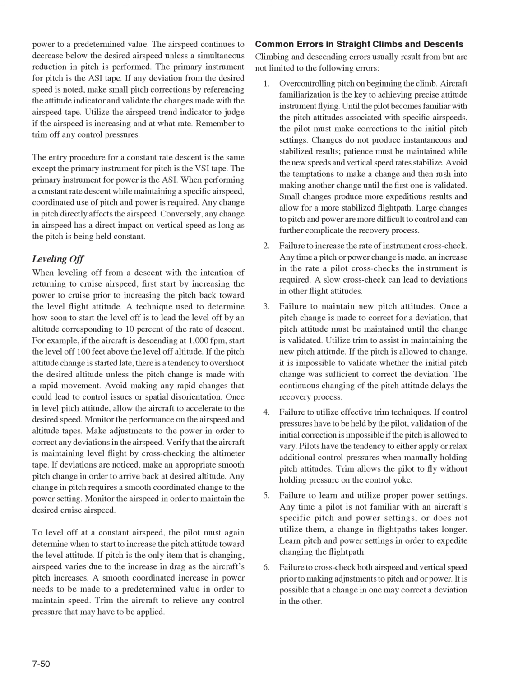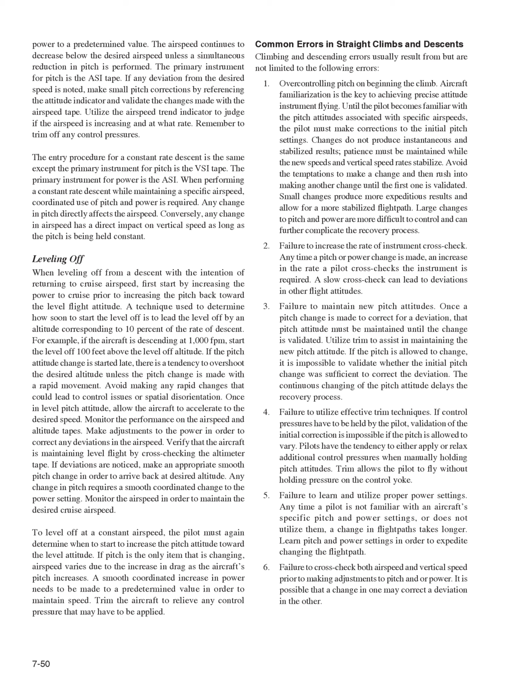When performing a constant rate descent while maintaining a specific airspeed, coordinated use of pitch and power is required. Any change in pitch directly affects the airspeed. Conversely, any change in airspeed has a direct impact on vertical speed as long as the pitch is being held constant. Leveling off. When leveling off from a descent with the intention of returning to cruise airspeed, first start by increasing the power to cruise prior to increasing the pitch back toward the level flight attitude.